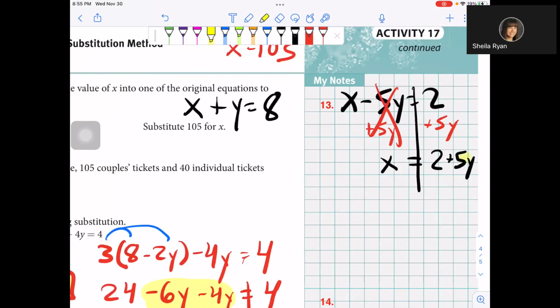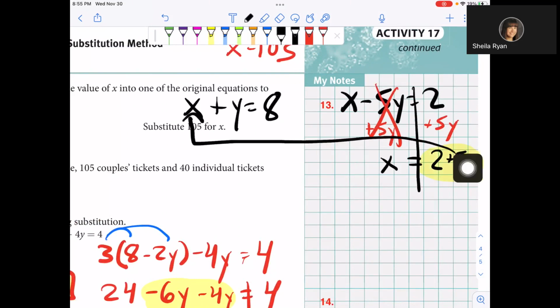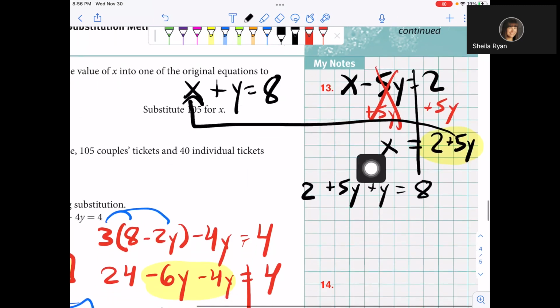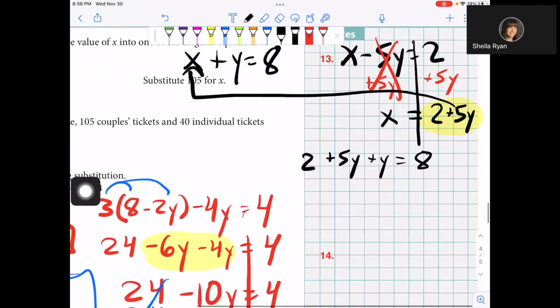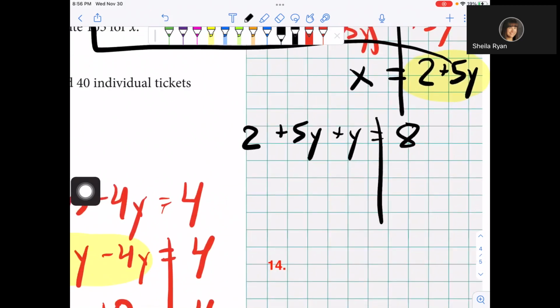Then we're going to do our substitution step. This is equal to x, and so it's going to get plugged in for x. It's going to get substituted into the other equation. So x is equal to 2 plus 5y, and it's going to replace the x in that first equation. So that substitution step looks like 2 plus 5y, and then plus y, and then equals 8. Okay, so your substitution step, this is replacing the x. 2 plus 5y plus y equals 8. And now we just have to solve this equation.